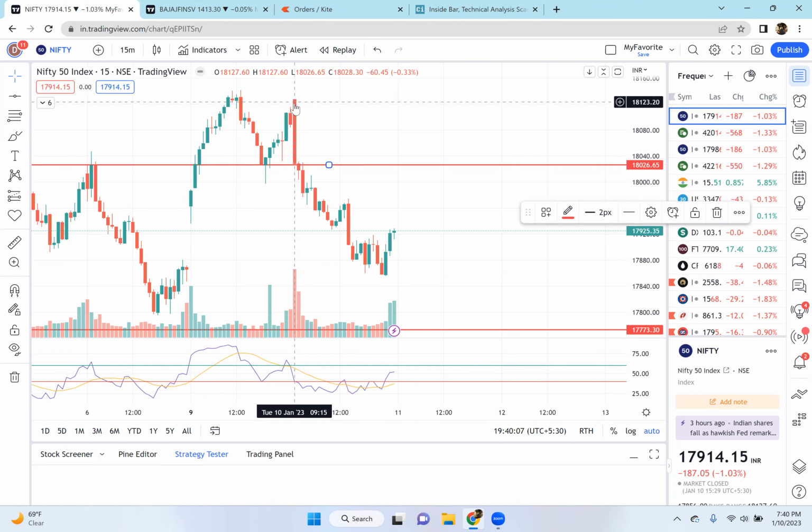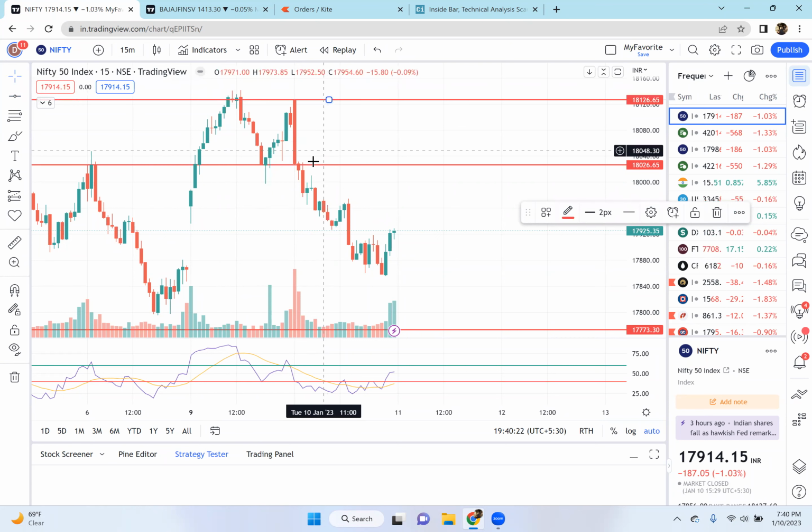Ideally, the preference would be a smaller candle so that you can set your stop loss, because your stop loss will be the high of this particular candle. So this would be your stop loss. But that's too big an SL, right? It's a 100-point SL. That becomes too wide for intraday. So you can bring it down to half. You can keep it 50.